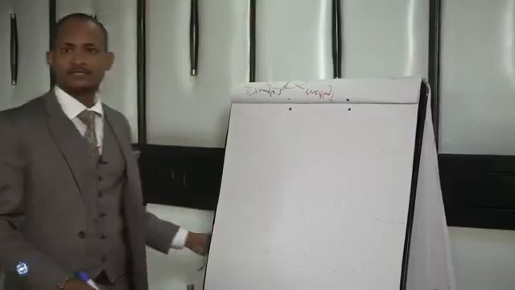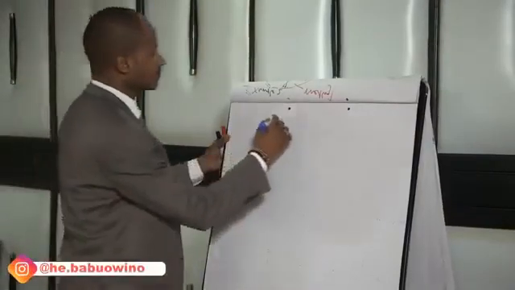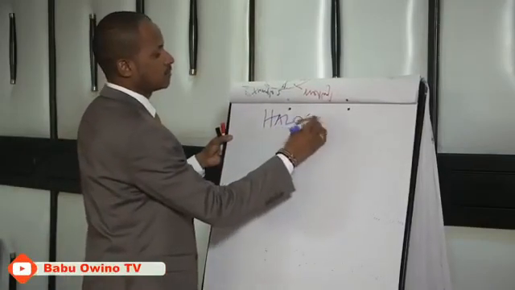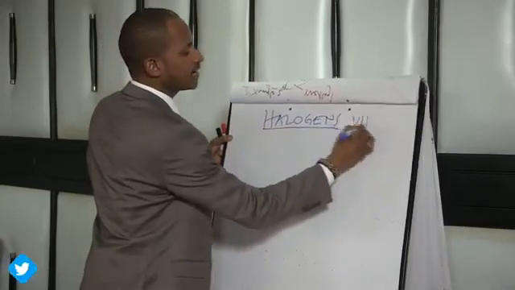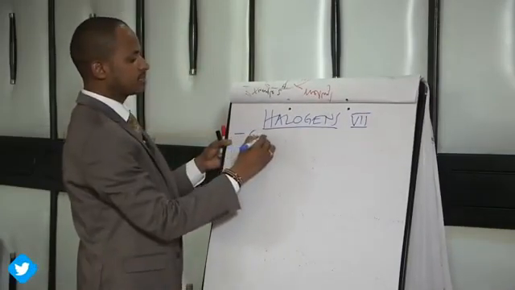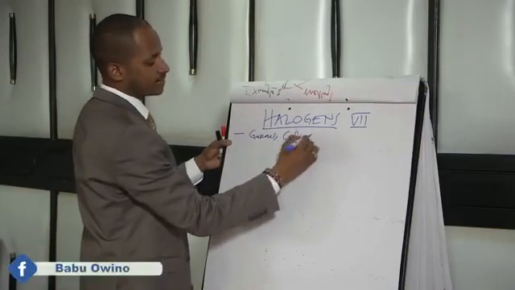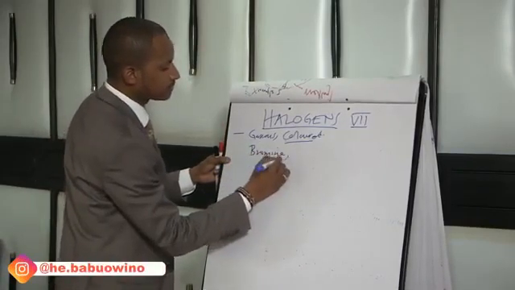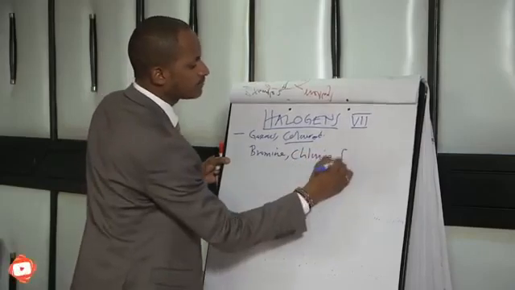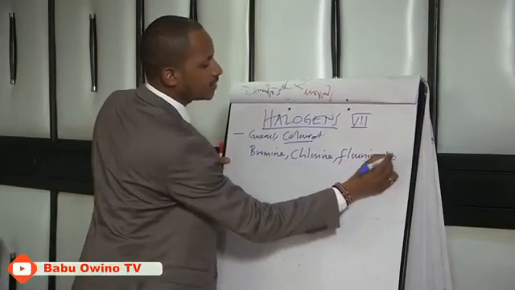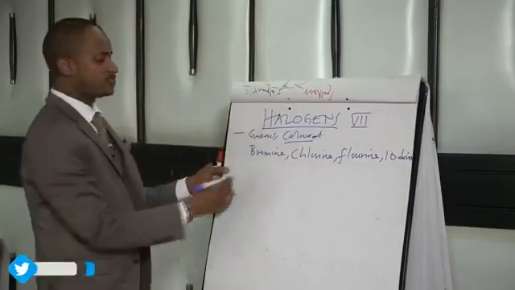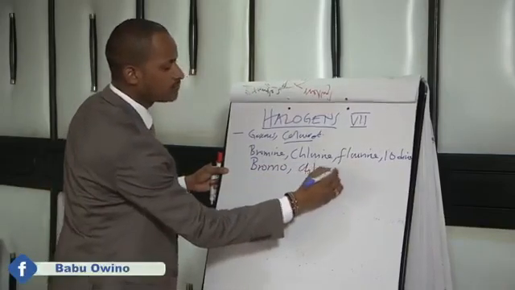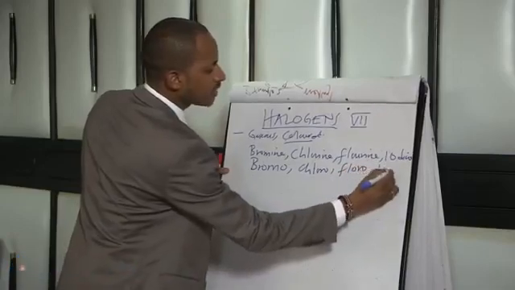After naming, class, we want to name them when they have halogens. Halogens are group 7 elements. Their characteristics are that they are gaseous in state and they are colored. Examples are bromine, chlorine, fluorine, iodine. In naming these, you simply write bromo for this one, chloro for this one, fluoro for this one, and iodo for this one.